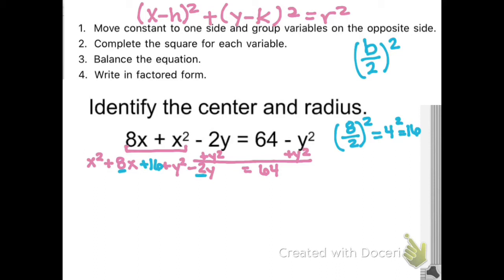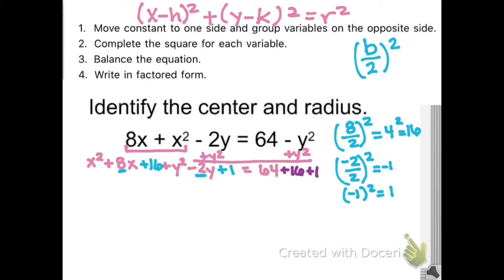I'm going to do the same with the y's. I will take the b value, divide by 2, and square it. Negative 2 divided by 2 is negative 1. Squared would give us a positive 1. So I'm going to add 1. Step 3, we are balancing the equation because right now we have added 16 and 1 to the left. I'm going to balance that by adding 16 and 1 to the right.